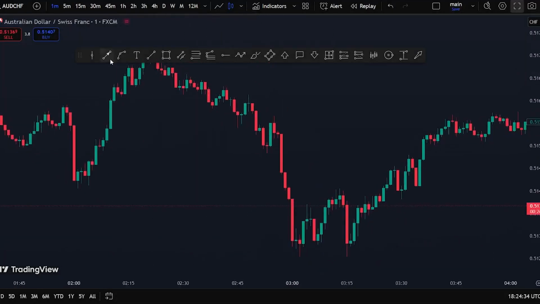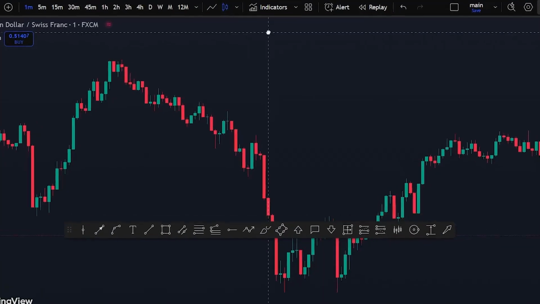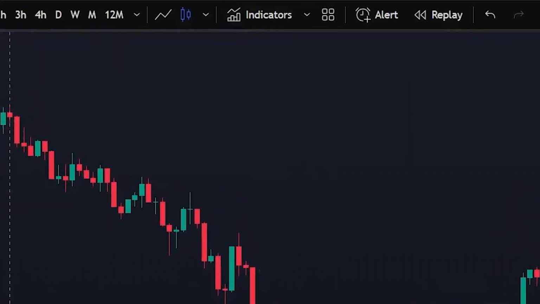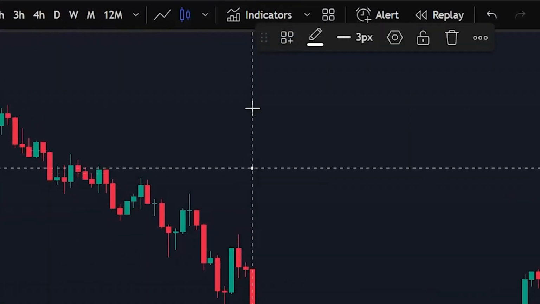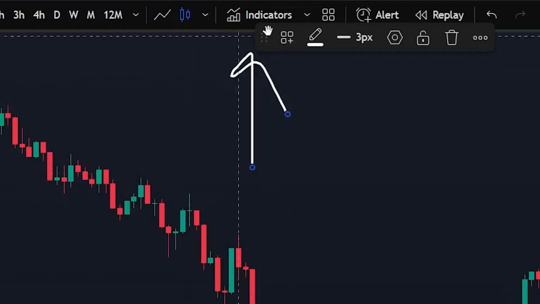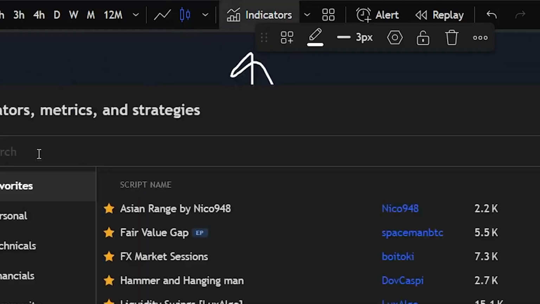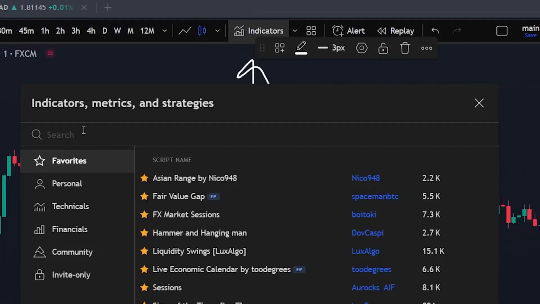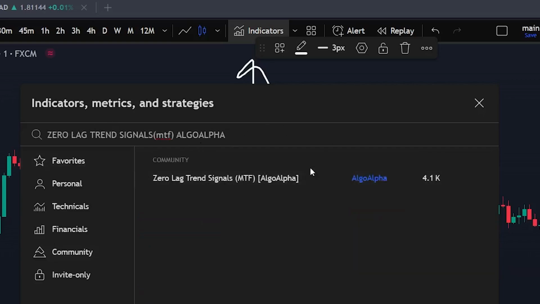To get started, we first need to add the indicator to our TradingView chart. At the top of the screen, you'll see the Indicators button. Click on it and search for Zero Lag Trend Signals by Algo Alpha. Once you find it, select it, and it will appear on your chart. Now, let's adjust the settings of the indicator for optimal performance.